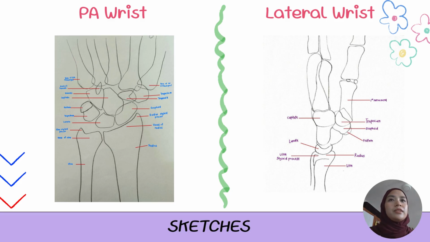And the last part is the distal row, where we have the trapezium, which is positioned just below the scaphoid on the thumb side of the wrist. The trapezoid is located just next to the trapezium, more towards the midline of the wrist. The capitate is positioned next to the trapezoid. And the last one, the hamate, is found just below the triquetrum on the pinky side of the wrist.